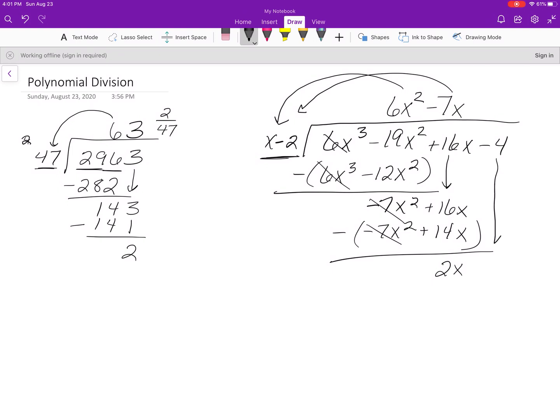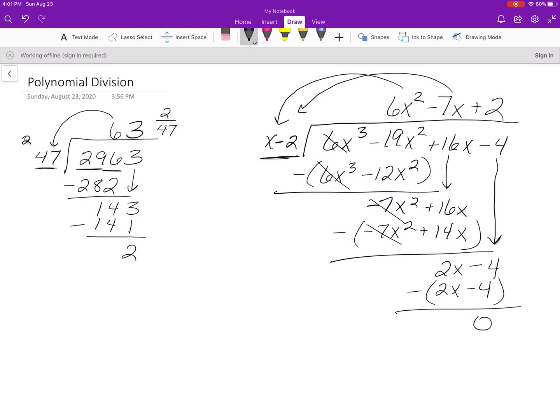And then I bring down the next term, and I do it one last time. x goes into 2x positive 2 times. That gives me 2x minus 4, which, when I subtract, gives me a remainder of 0.